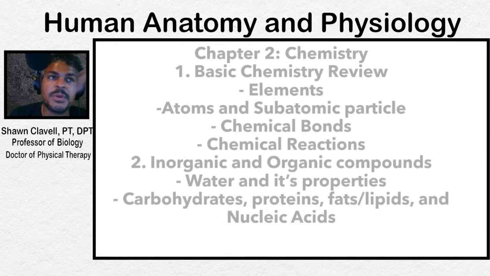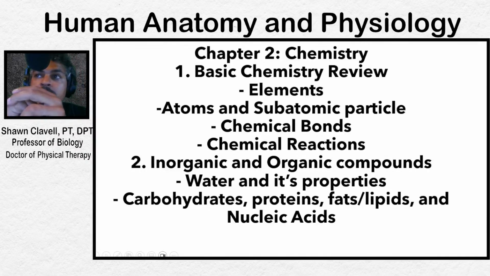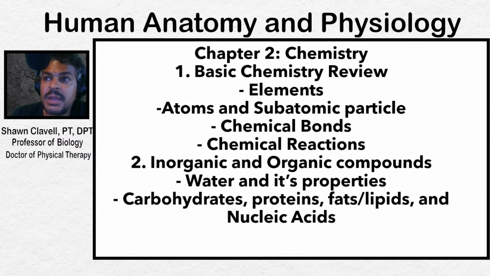In talking about chapters 2 and 3, we'll start with chapter 2. The big thing is the chemistry of chapter 2. I broke it down into 2 sections. The first section is called the basic chemistry review. That covers the basic concepts related to chemistry: the elements on the periodic table, the subatomic particles that make them up, the protons, neutrons, and electrons, and how those electrons interact to create chemical bonds and chemical reactions.